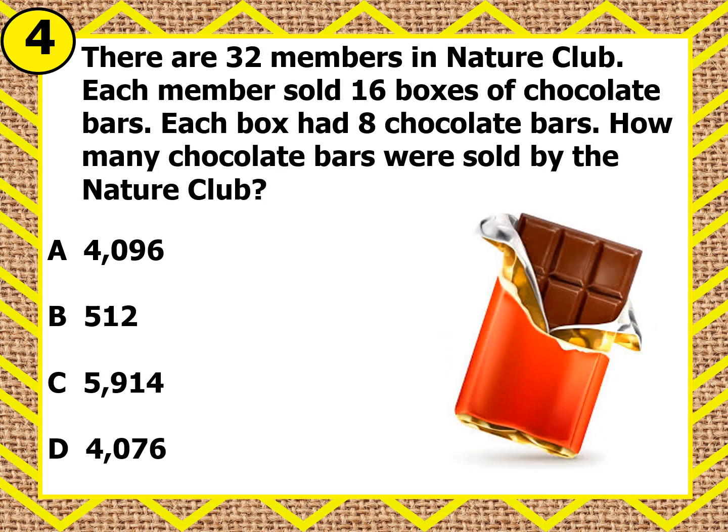Number 4. There are 32 members in a nature club. Each member sold 16 boxes of chocolate bars. Each box had 8 chocolate bars. How many chocolate bars were sold by the nature club? You have 2 minutes to complete this problem. Go!